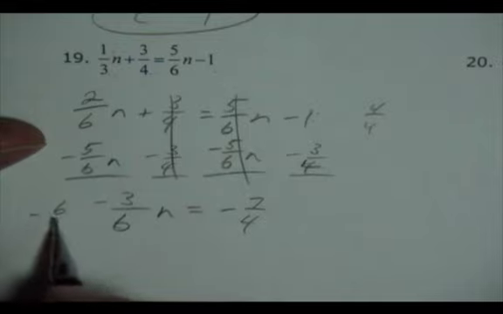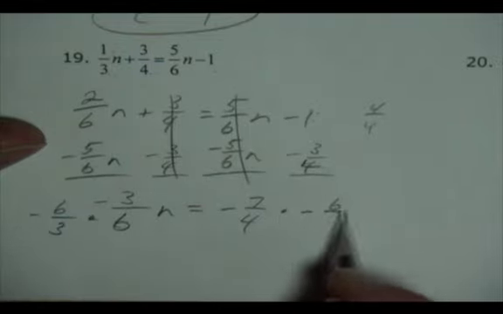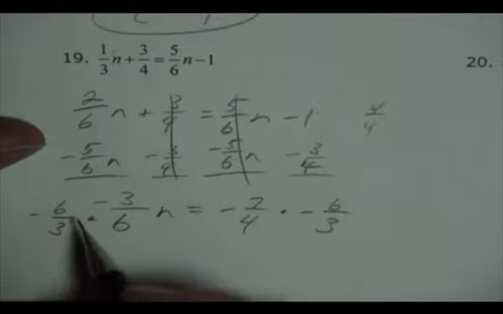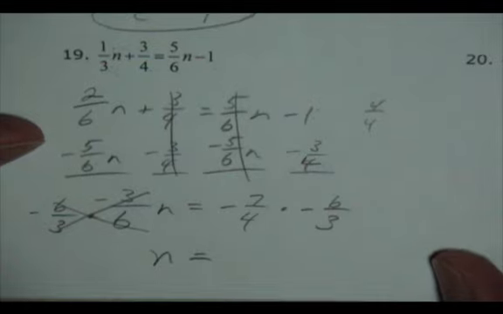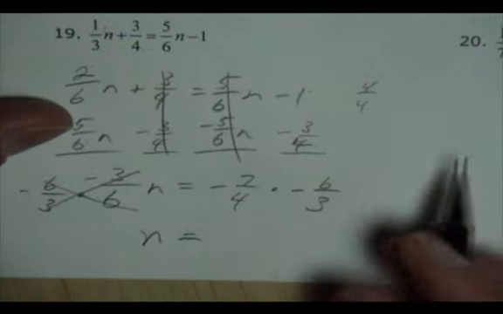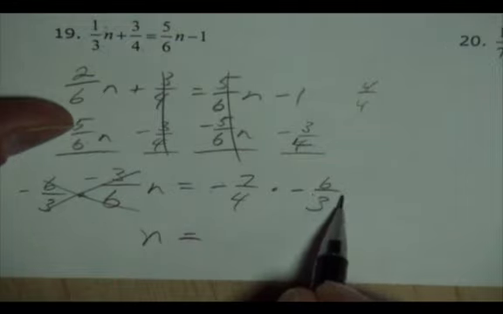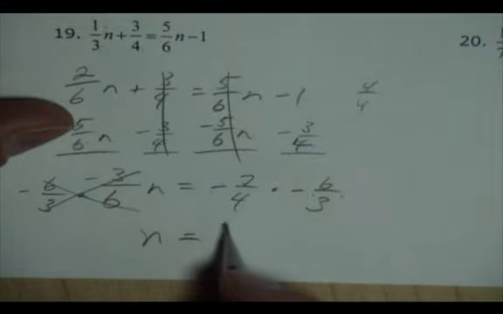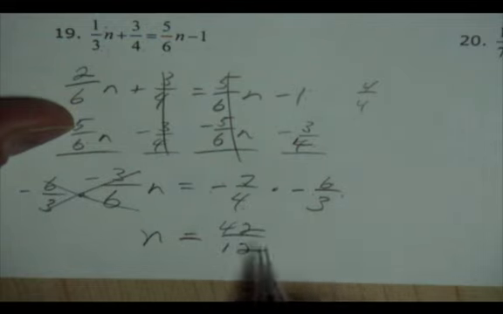And to solve for n now, we're going to multiply each side by negative 6/3, the reciprocal of negative 3/6. Careful with your signs on this one. Again, reciprocals multiply to 1, so we get n equals the following. Negative times negative on the right, so it's going to be a positive quantity on the right. 7 times 6 up top is 42. 4 times 3 in the bottom is 12. So 42 over 12 is our answer.